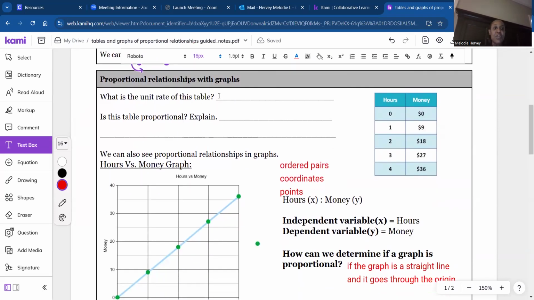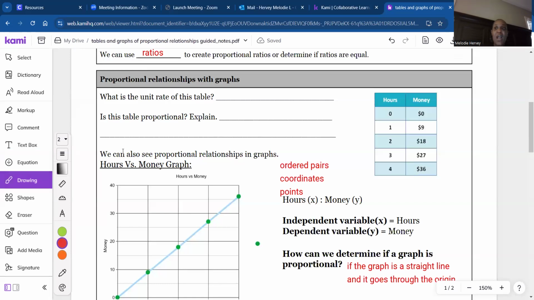Proportional relationships with graphs. What is the unit rate of this table? All right, so if you remember, to find the unit rate, you divide y by x. Y divided by x. Yes, I said it again. It'll be all right.